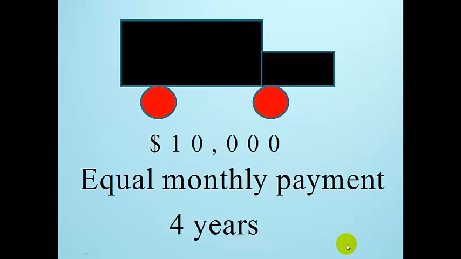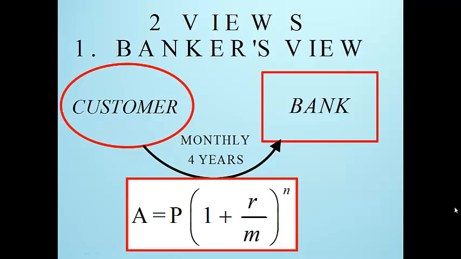Now let's look at the transaction. Let's consider these two views. Number one, the banker's view. With the banker's view, the banker expects the customer to pay the money together with the interest on monthly basis for 4 years with the interest compounding. At the end of the 4 years, the banker expects the customer to pay the money borrowed together with the interest based on the equal monthly payment for 4 years.